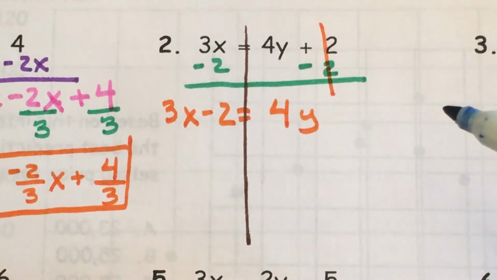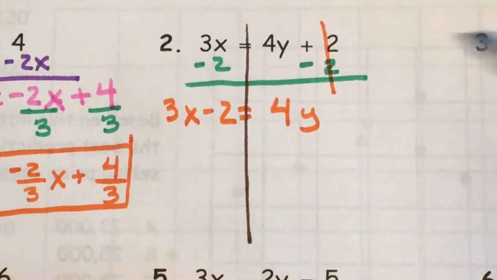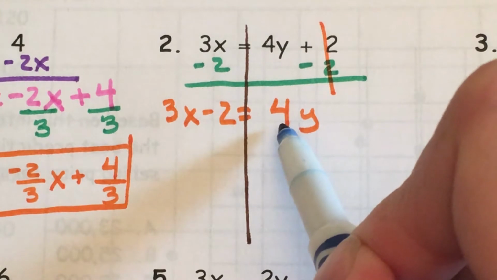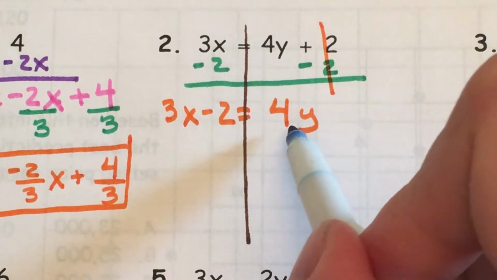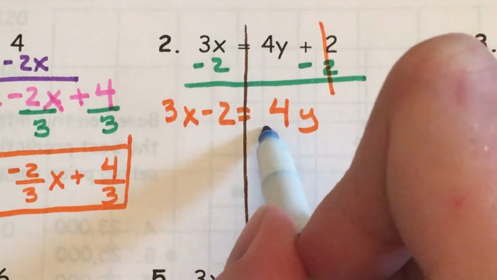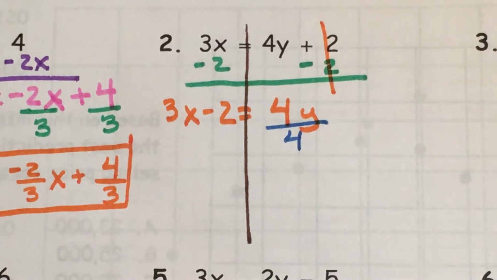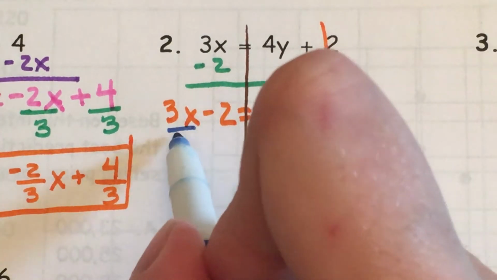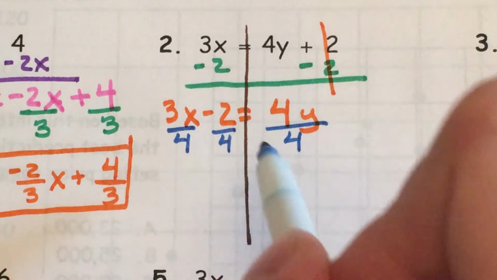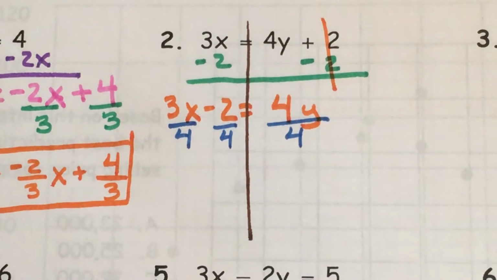Okay, what's our final step? I'm hoping you're starting to remember. Yeah, we need to get rid of the 4. How do we do that? Divide. Excellent. So we're going to divide all 3 terms, the 2 on the left and the 1 on the right, by 4.